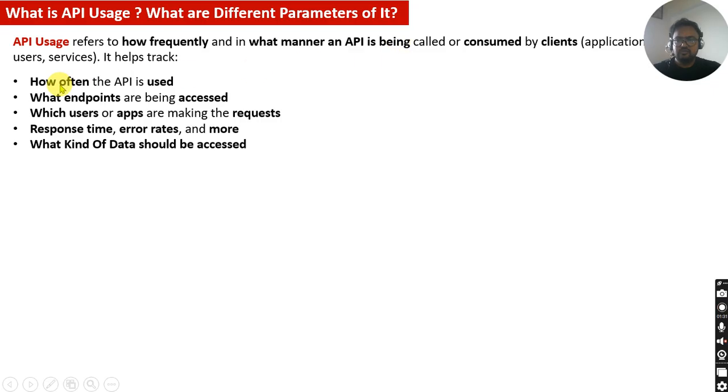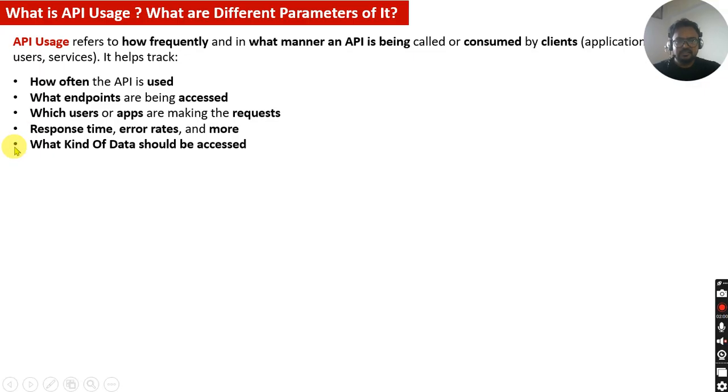Okay, so the key things will be how you can track them, how often the API is used, what endpoints are being accessed by that particular API key. If it is not allowed, then it should show access denied. If it is allowed, then it will show the information. Then which users or apps are making the request. This can also be a very crucial thing. You need to understand the API from which application and from which user they are trying to fetch the information.